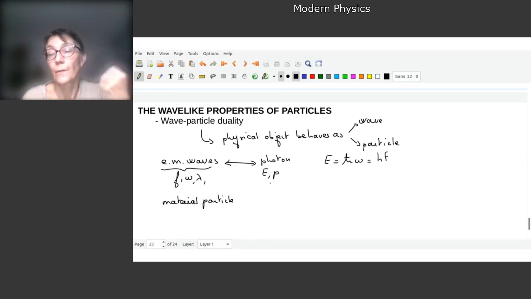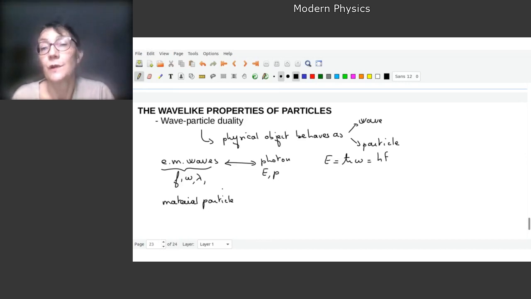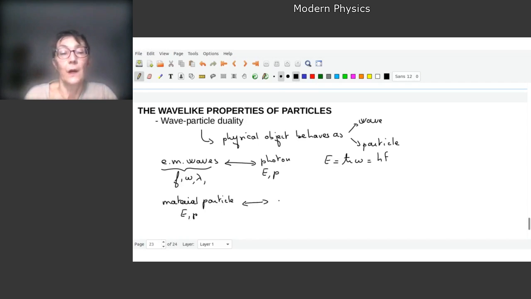which is really an elementary particle, but sometimes you can also describe an atom, and the atom has some structure, is constituted of electrons, of protons, and it has quarks and things like that. So a material particle which has some energy, some linear momentum, also behaves as a wave, a matter wave, with wavelength, de Broglie wavelength, etc.